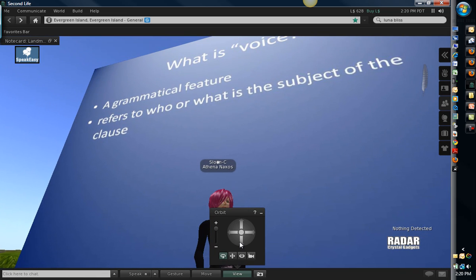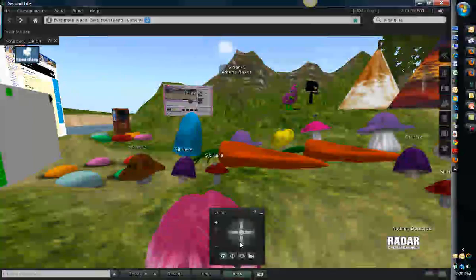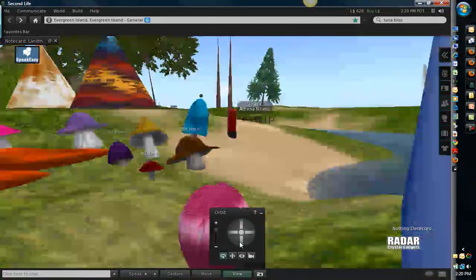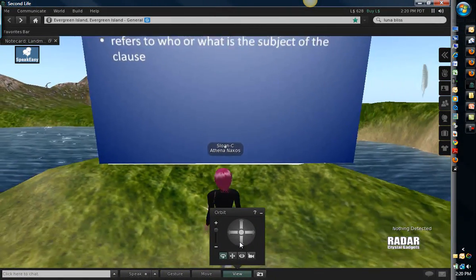First of all, what does voice mean? Voice is a grammatical feature. We talk about active voice and passive voice. Voice refers to who or what is the subject of the clause. In other words, who or what is saying or doing the action in the sentence. Who is the focus of the action?